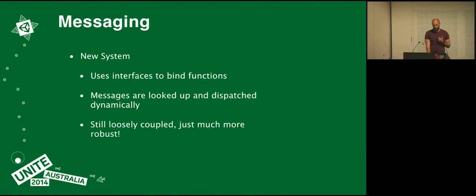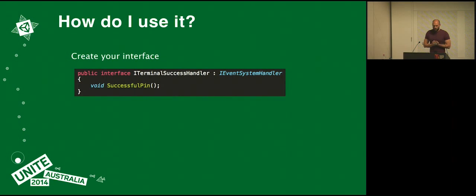So let's have a look at how it works. We'll see this example a bit later on in the project, but we have an interface called ITerminalSuccessHandler. And what this does is when you enter a successful PIN in a keypad, this function will be called. So for our event system to do this, you inherit off the IEventSystemHandler and have your success call, and you just have a function prototype there for it.